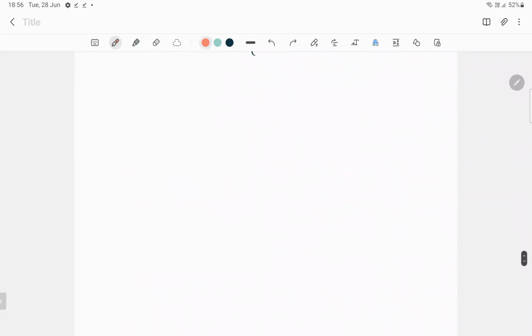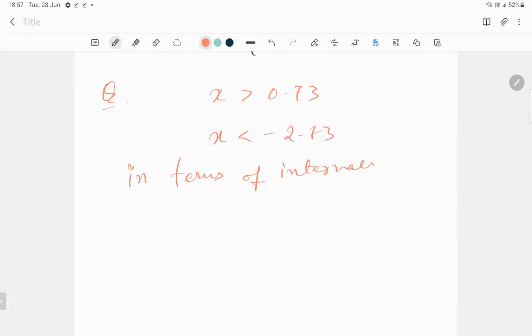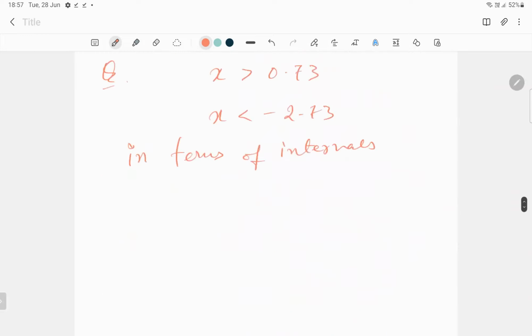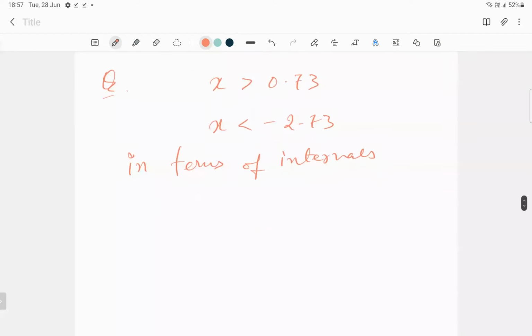Anyway, if you haven't studied it, let's give you another problem. I'm saying x is greater than 0.73 and x is lesser than minus 2.73. That's the value we got. If in inequality we have got this value, how do you write it in terms of intervals? Write this in terms of intervals. You can do that, right?